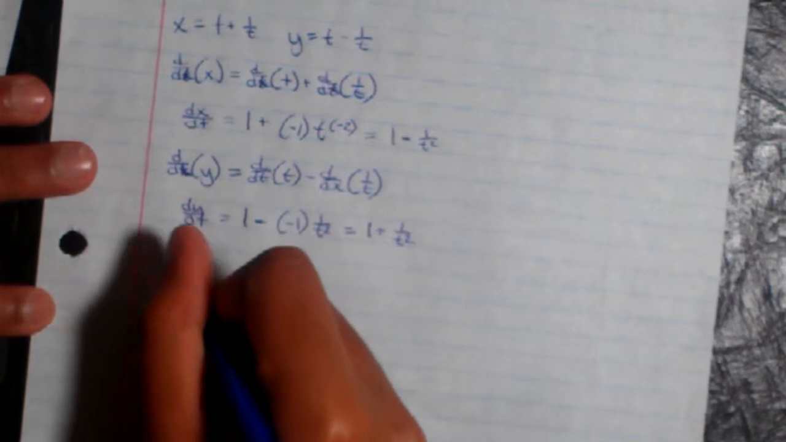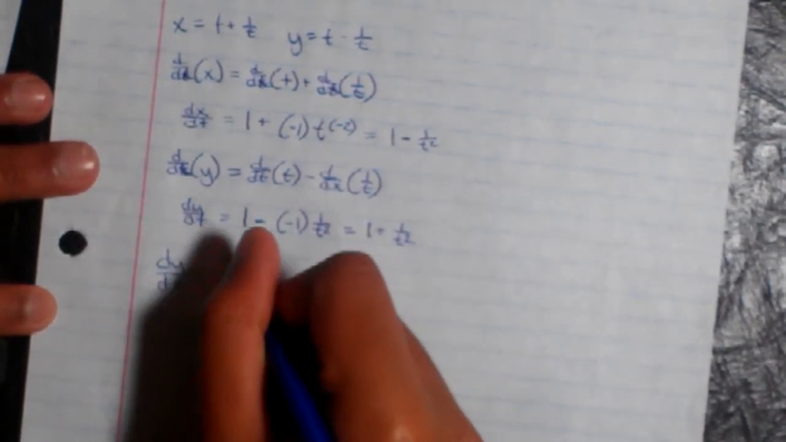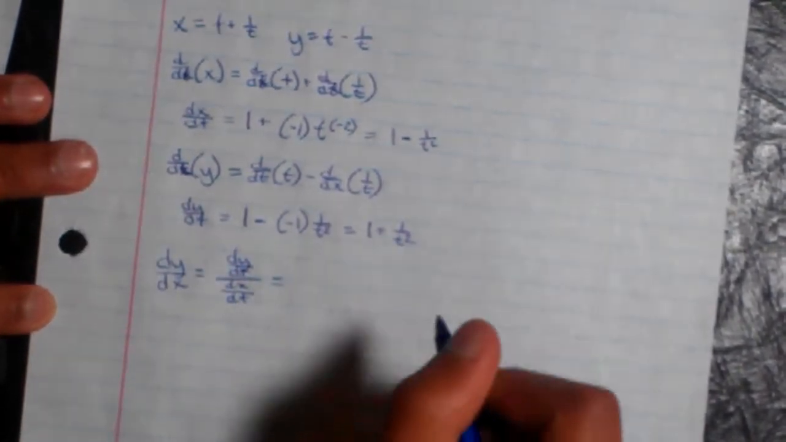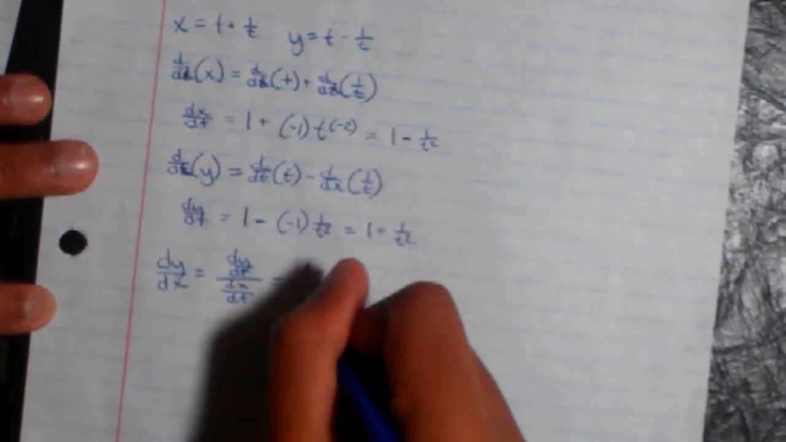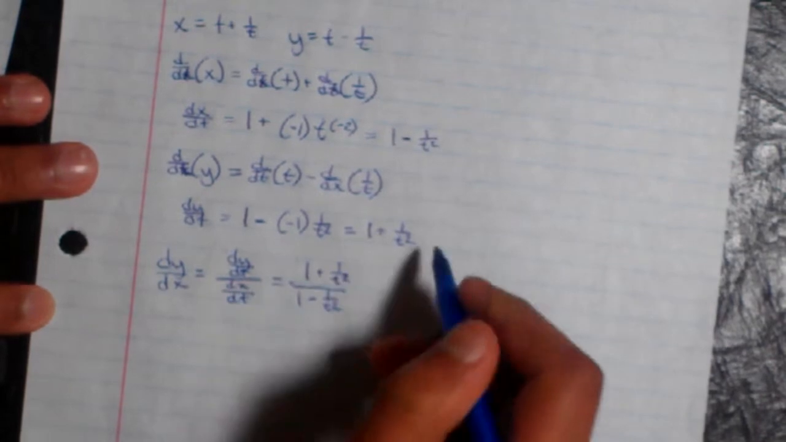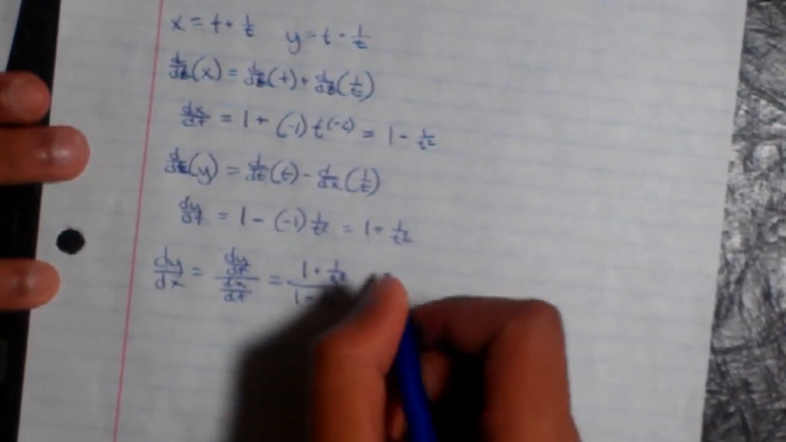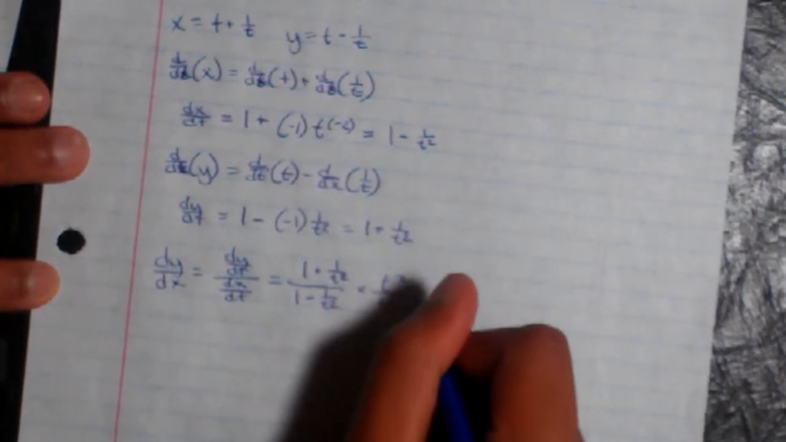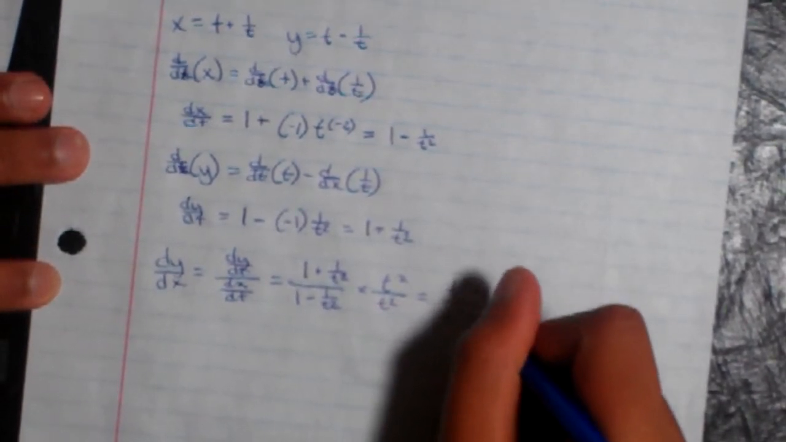And so now, using our chain rule, we know that dy over dx equals dy over dt divided by dx over dt, which is 1 plus 1 over t squared divided by 1 minus 1 over t squared by substituting from our dx over dt and dy over dt equations. And now to simplify this, we can multiply top and bottom by t squared to get t squared plus 1 divided by t squared minus 1.